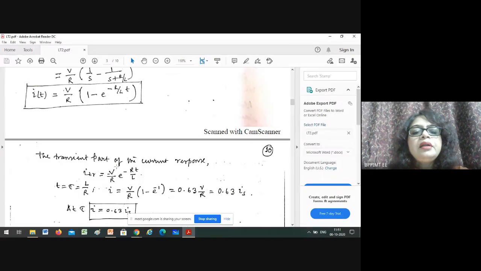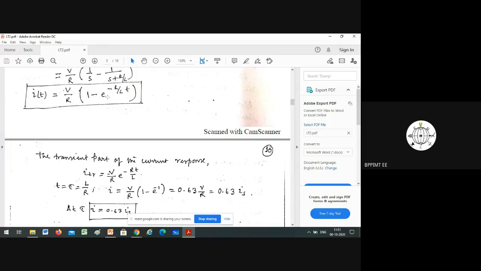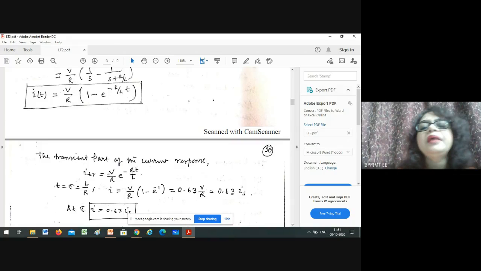Now we come to the transient part of the current response. Obviously, the transient part of the current response is V by R e to the power minus R by L into T. That is the time dependent part.